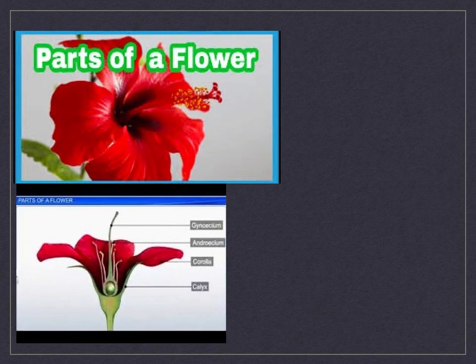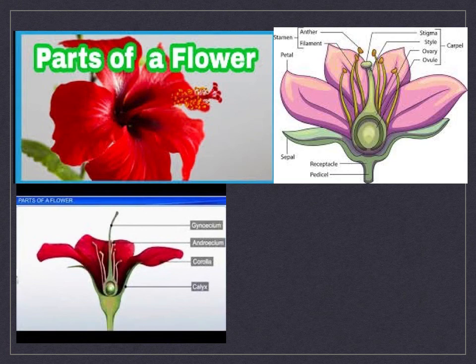Flower is the structural unit of sexual reproduction in plants. It consists of four floral whorls: calyx, corolla, androecium and gynoecium, arranged in sequence from outside to inside. Androecium and gynoecium are called essential whorls because they perform the function of reproduction, whereas calyx and corolla are called accessory whorls because they are responsible for protection of inner whorls. Members of calyx are called sepals and they are green colored. Members of corolla are called petals and they are variously colored.